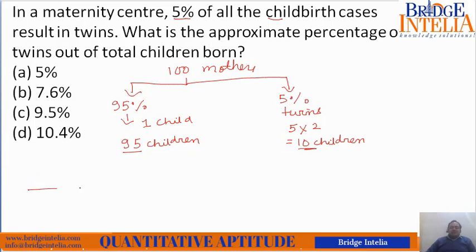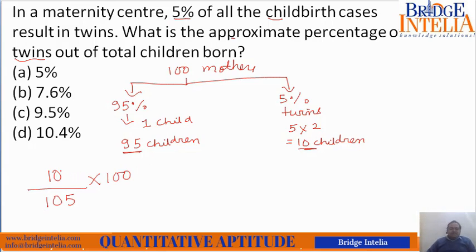105. So out of 105, how many are twins? We have to calculate the approximate percentage of twins. So total children that are born, that is 105. Out of these 105, 10 are twins. So this percentage is what we have to calculate.